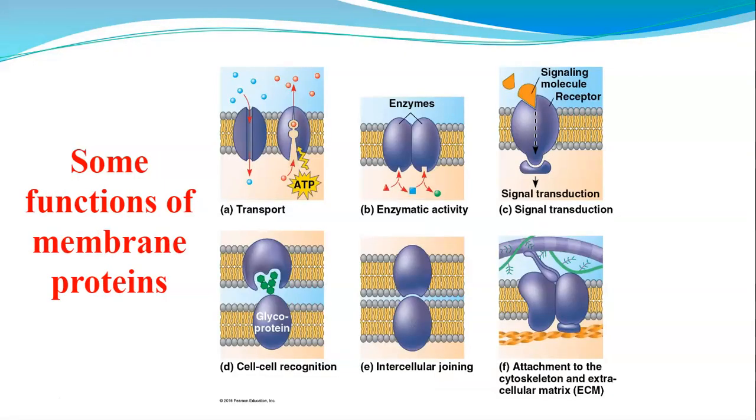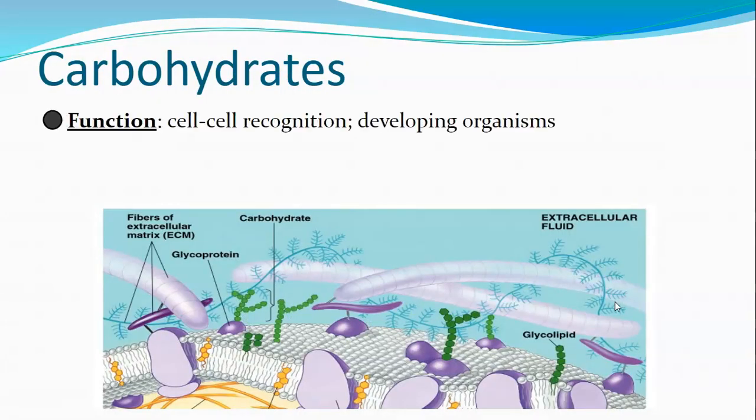Some of the things that they do, they transport, they could act as enzymes. Proteins have all kinds of functions, as you know. They might be a signal receptor, so kind of like a ligand binding to a receptor. We'll learn about that in Unit 4. It might be cell-to-cell recognition, or intracellular joining, or attachment purposes. There's a lot of functions.